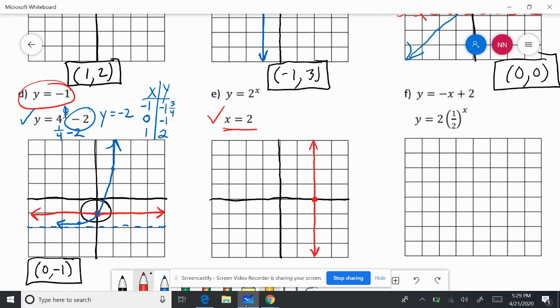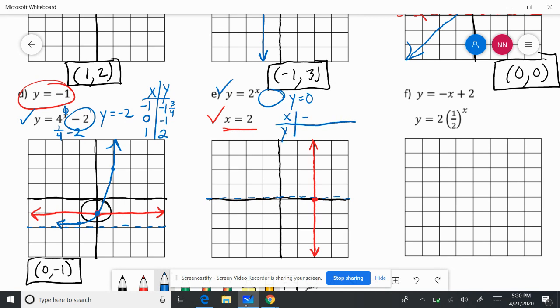Next thing that I'm going to do is look at my exponential. Notice that I'm not adding or subtracting anything. That means my horizontal asymptote is at 0. So I draw my dashed line at 0. I'm going to make my XY chart.